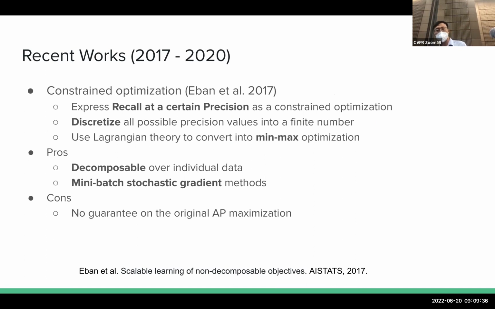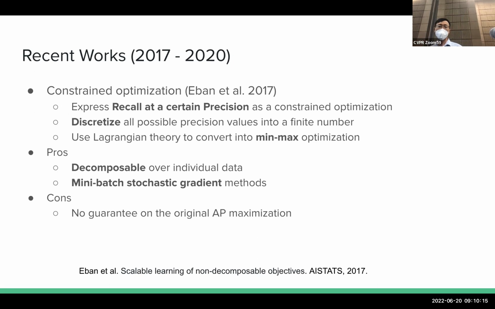And starting from 2017, we have seen some work trying to use stochastic, mini-batch-based methods for optimizing AP. In 2017, Eban et al. proposed a constrained optimization. This is very similar to the one that Harry has just talked about for partial AUC maximization. In this paper, they express recall at a certain precision value as a constrained optimization problem, right? And then they consider all possible values of the precision, but considering all possible values of the precision is not very interesting because that has a lot of constraints.